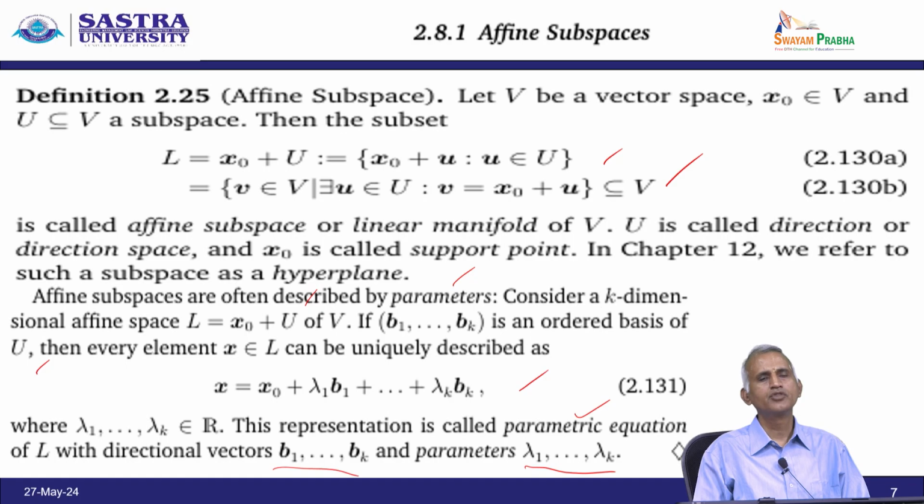So, it is a linear combination of one vector with another, and this can be represented as an affine subspace like that.